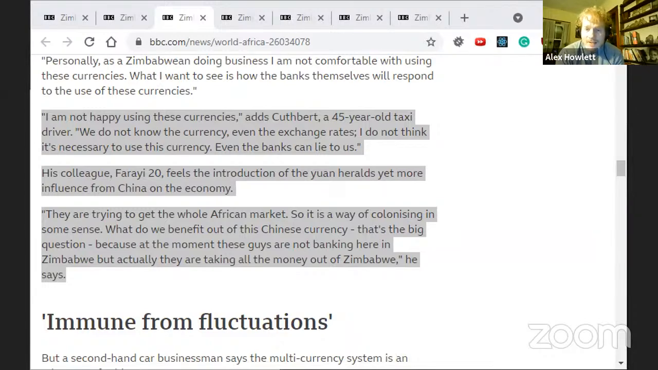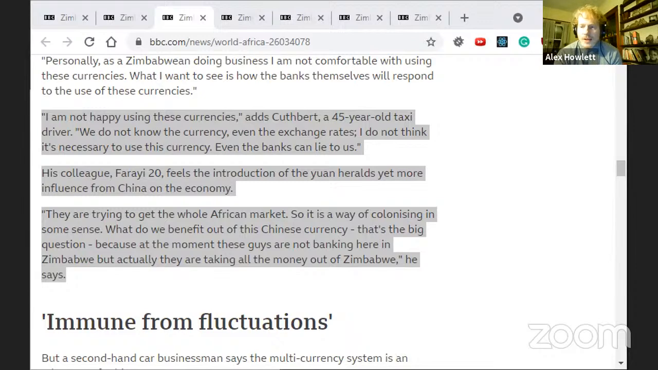His colleague, Farayi, 20, feels the introduction of the yuan heralds yet more influence from China on the economy. They are trying to get the whole African market, so it is a way of colonizing in some sense. What do we benefit out of this Chinese currency? That's the big question, because at the moment, these guys are not banking here in Zimbabwe, but actually they are taking the money out of Zimbabwe, he says. So I think to some extent that's true.